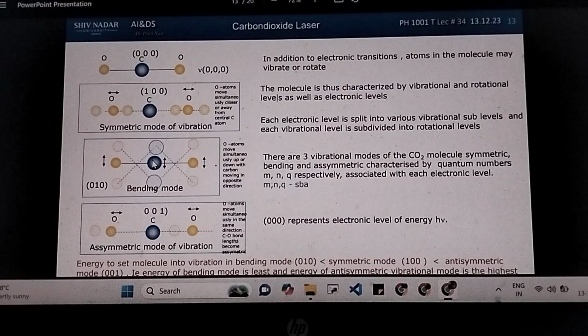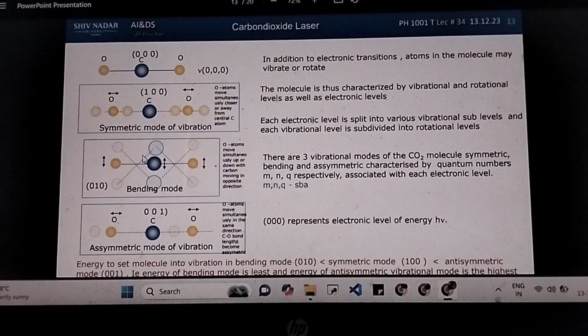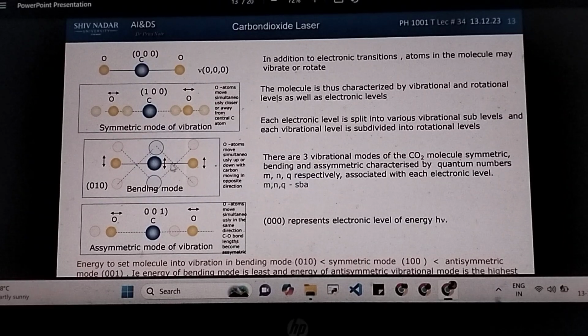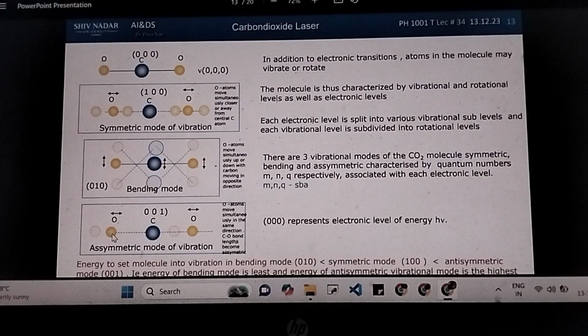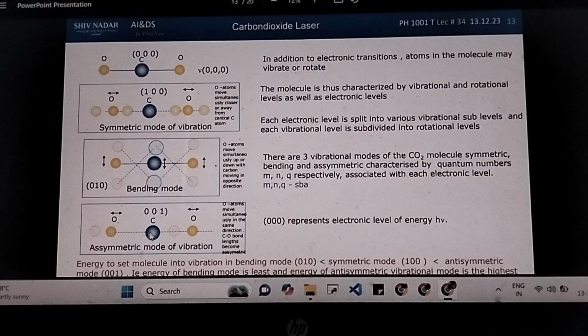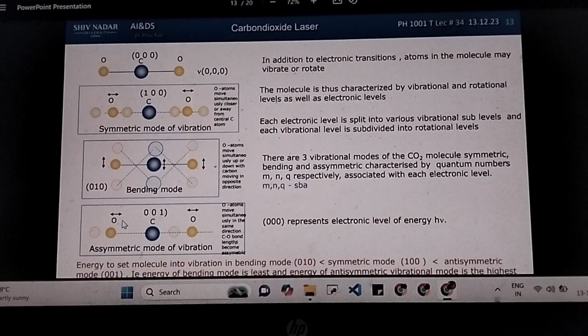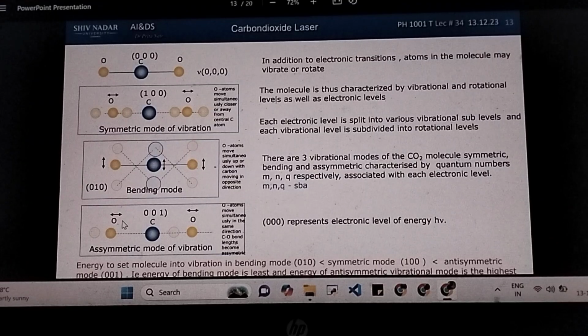In bending mode, the molecule bends as the name suggests. So the carbon goes up and the two oxygens come down, or the carbon comes down and the two oxygens go up. That is bending mode. Antisymmetric mode, again it remains straight, a horizontal line. Both the oxygen atoms move in the same direction. Either this moves right and this moves right, or this moves left and this moves left. So that is antisymmetric mode. So those are the three modes of vibration possible.